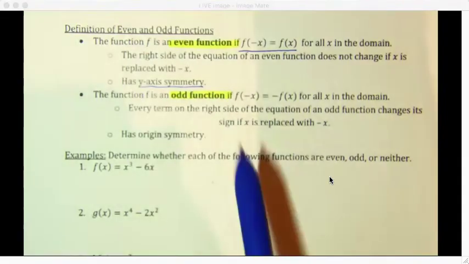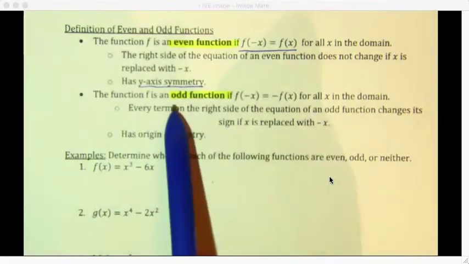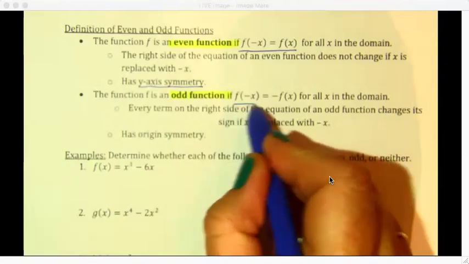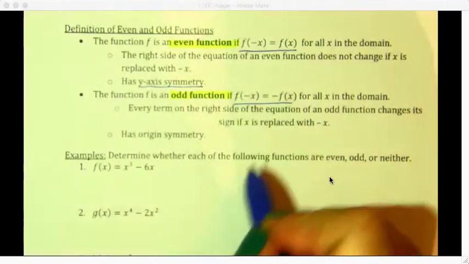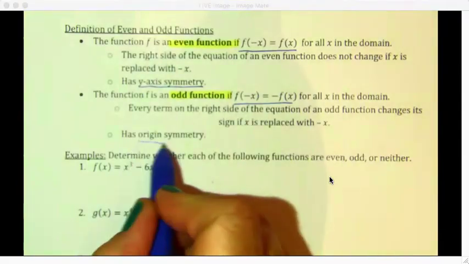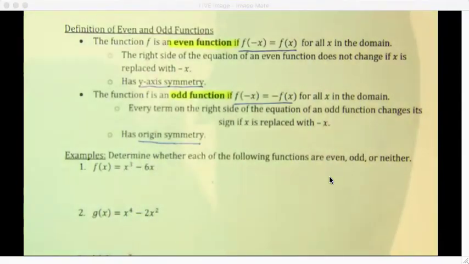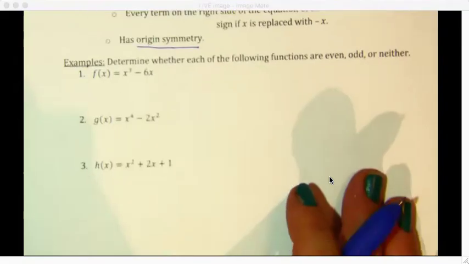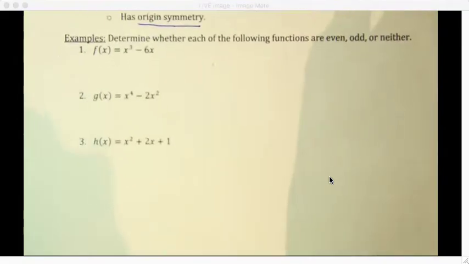And then odd functions have this property here. If I have f of -x, it's going to equal f of x times -1. And this has origin symmetry. It's reflected across the line y equals x. So these give us clues about what the graph looks like that we're going to bring back in chapter 3 and use to graph polynomials.